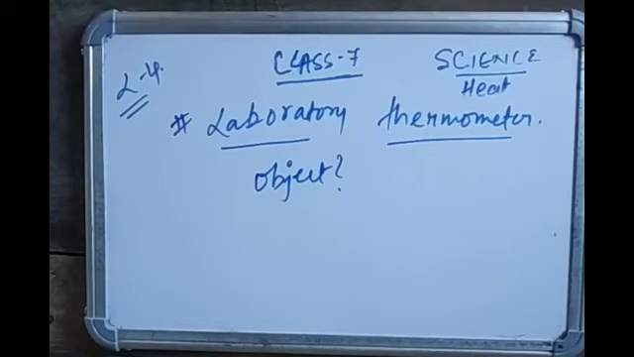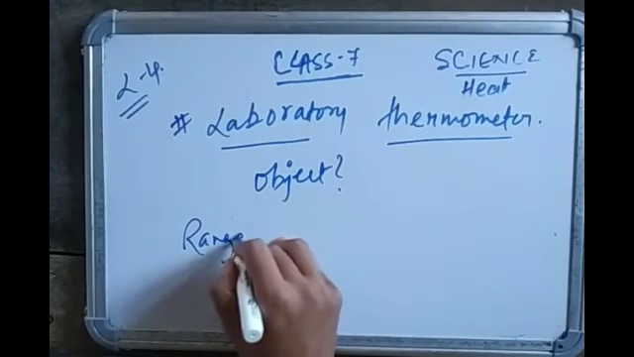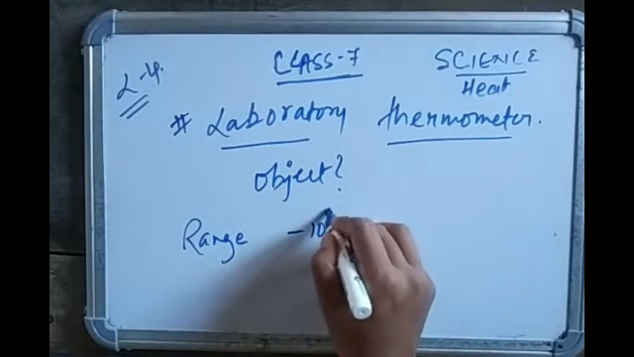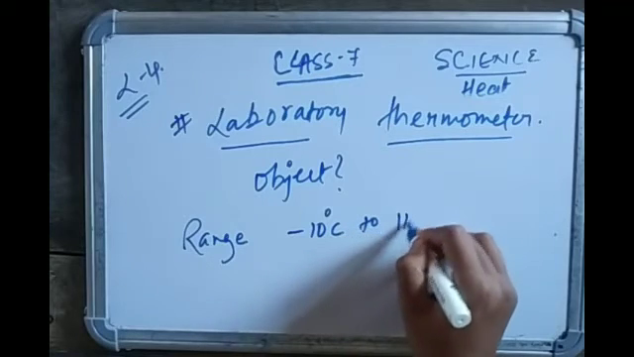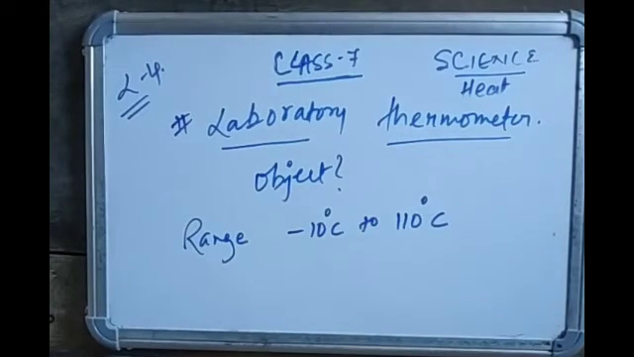The range of the laboratory thermometer is generally larger than the clinical thermometer, from -10 degrees Celsius to 110 degrees Celsius. The clinical thermometer has small divisions, and the laboratory thermometer has big marks with values for each division.